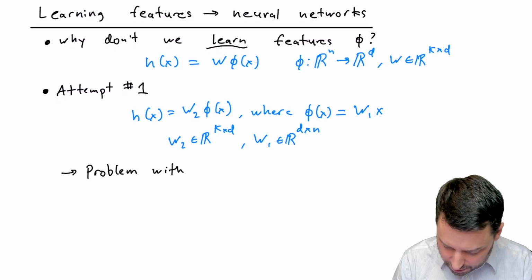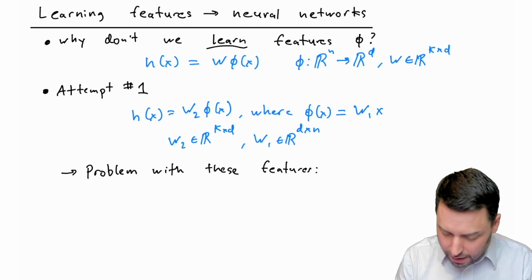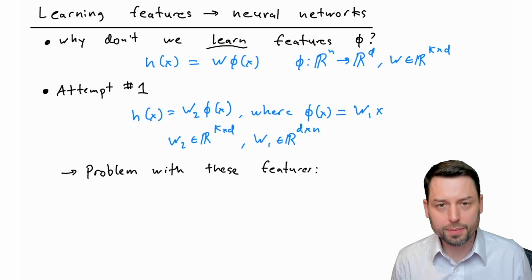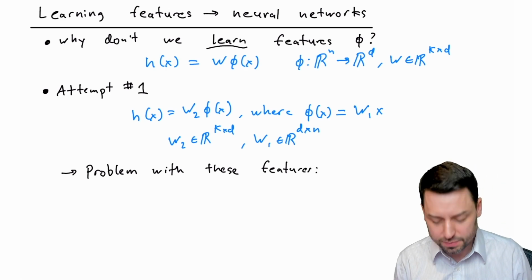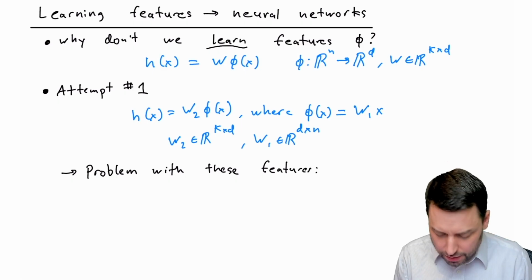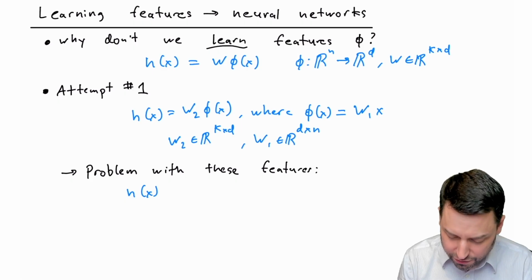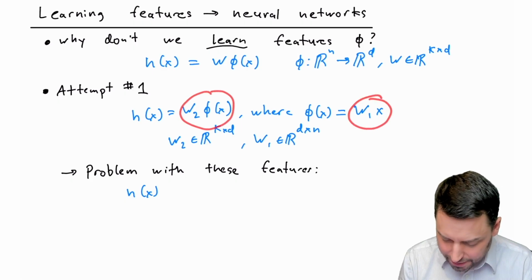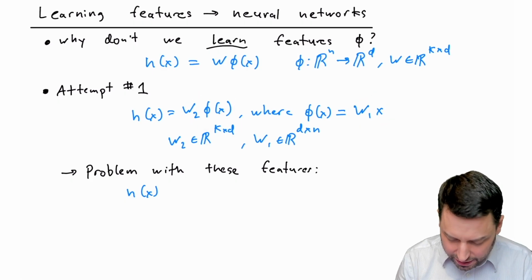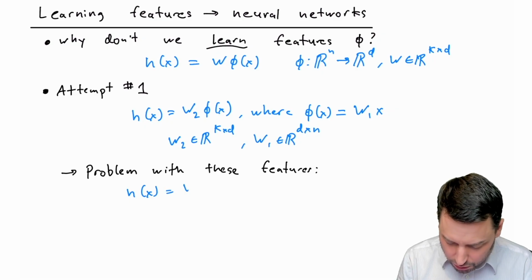With these features. And the problem, hopefully, is fairly apparent if you spend some time looking at this particular form for a little while. And the problem is, if we simplify the above, if we take these two expressions and just combine them, then what we get is h of x would just equal W2 times W1 times phi of x.